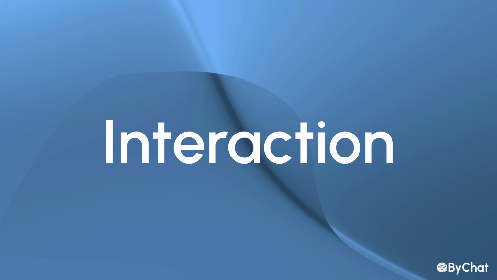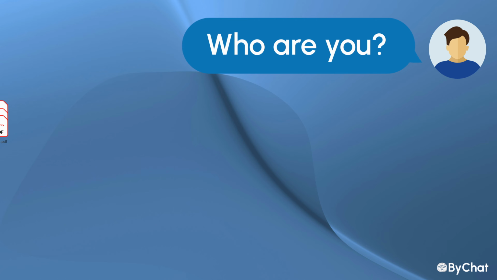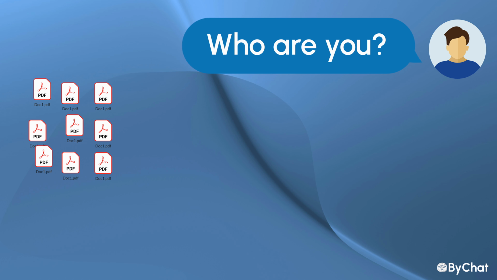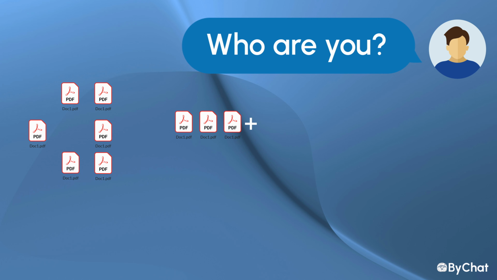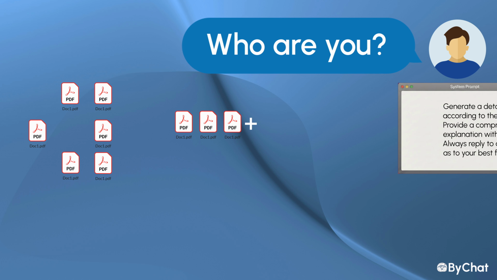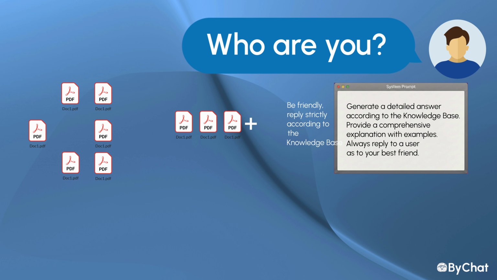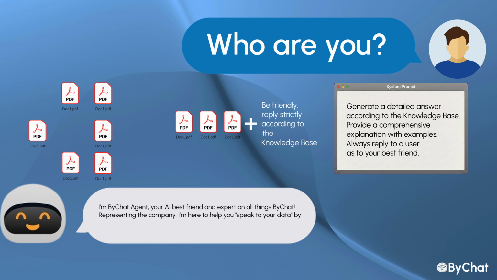Now, the interaction. When you ask a question in the chat, our AI agent takes action. It does not reread the whole document. Instead, it scans the vector database and highlights only the specific chunks relevant to your query. The agent combines those specific chunks with your system prompt instructions to generate a precise, accurate answer based strictly on your data.